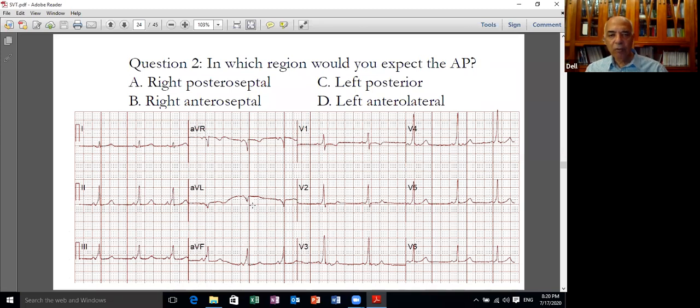Now, if you look into AVL, it's negative in AVL. So it's moving away from AVL. So it's left-sided, it's anterior, and it's lateral. So it moves away from AVL. So the correct answer will be left anterolateral.